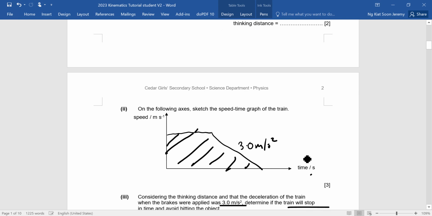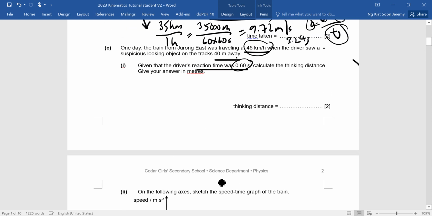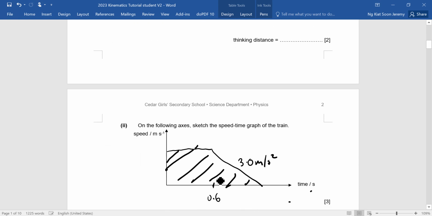Firstly, I know the thinking time is 0.6 here, and the speed is 45 kilometers per hour, which I will convert to meters per second at 12.5. I trust you can do this calculation already. The key thing is I need to know this time. What exactly is this time, so that I can calculate this area? How do I calculate this time?